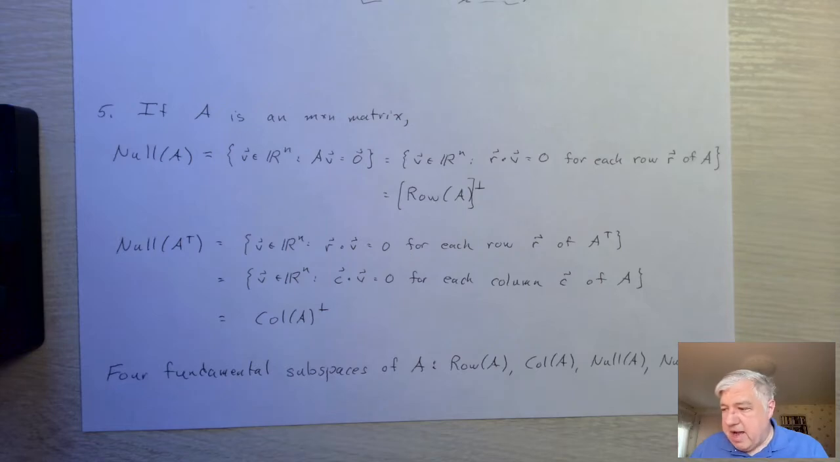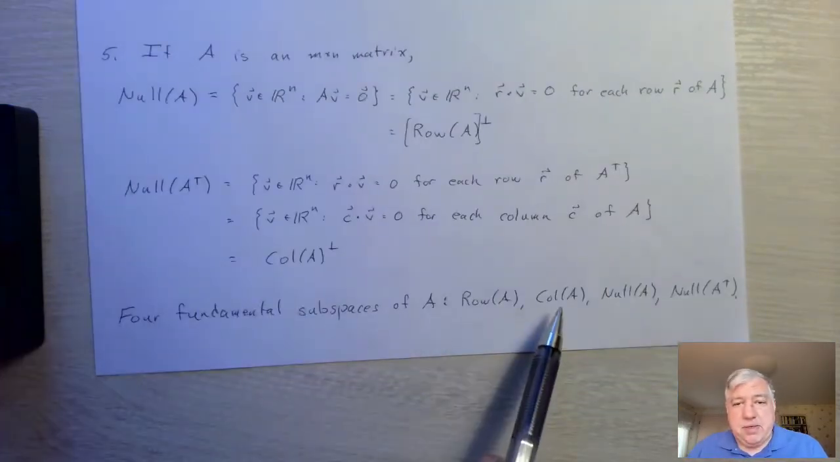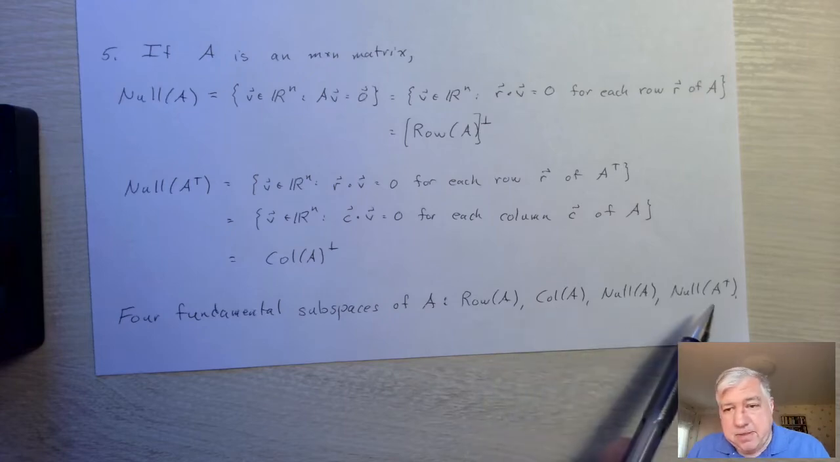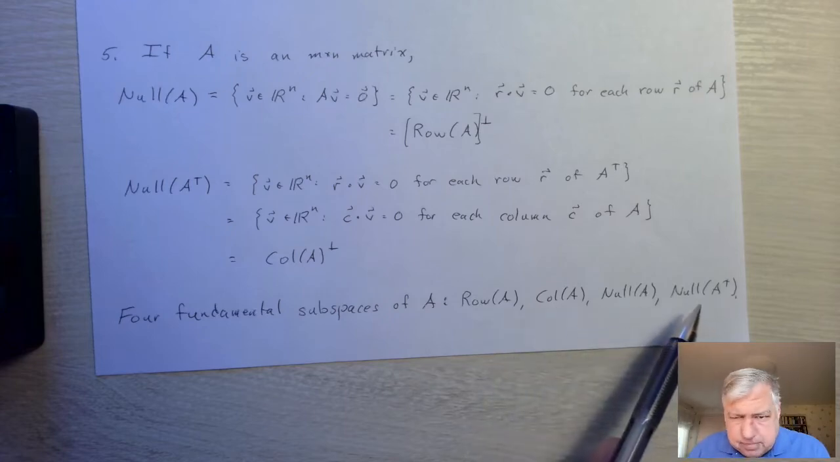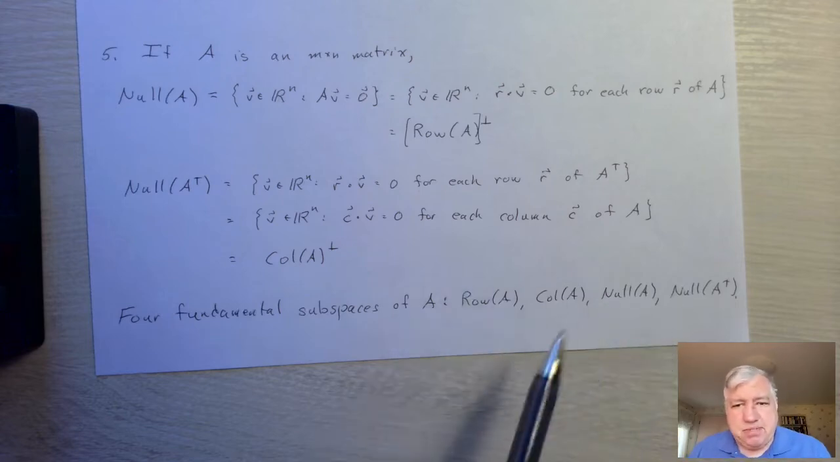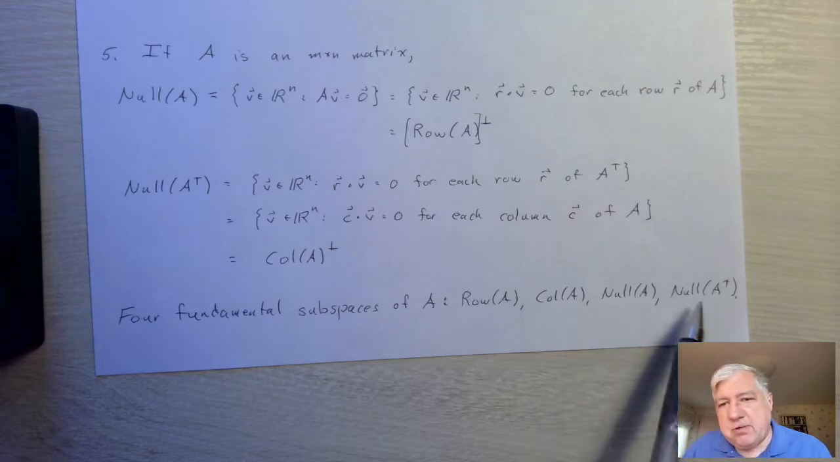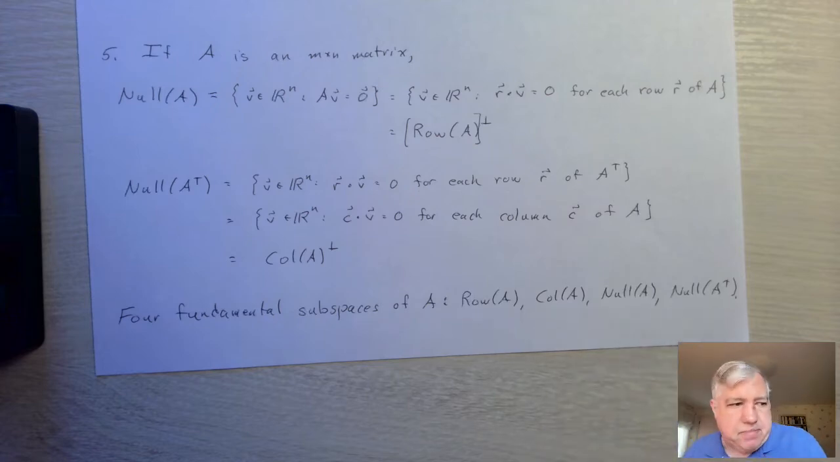That's what they call the fourth fundamental subspace of A: the row space of A, the column space of A, the null space of A, and the null space of A transpose. We won't do a specific example here, because if you can find the null space of A, you can find the null space of A transpose. It's just a different matrix.